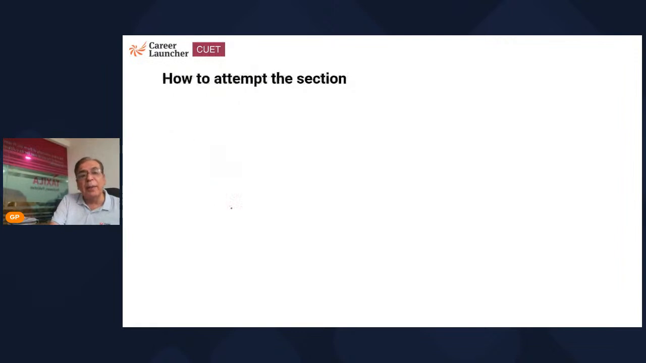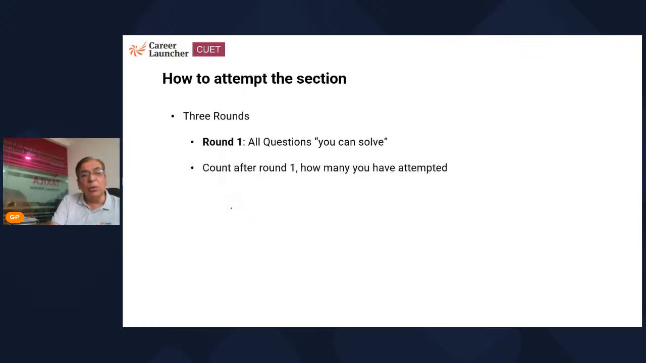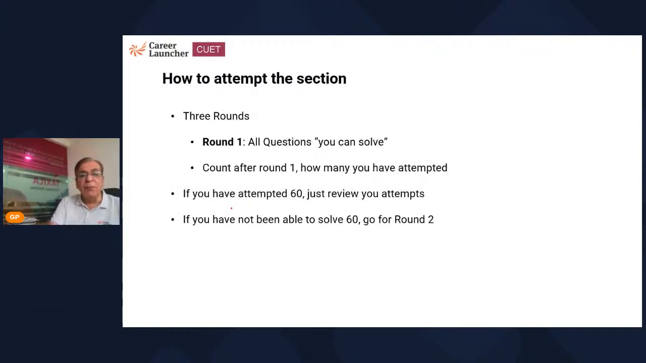So again, how do you attempt the paper? 3 rounds. Round 1, all questions that you can solve. After round 1, how many have you attempted? If you have attempted 60, just review your attempts. Once 60 are done, look at the questions you answered, and if you want to change an answer, check the solution, so that you can at least get them corrected if required.